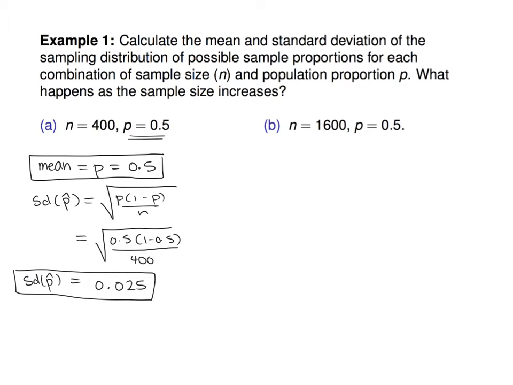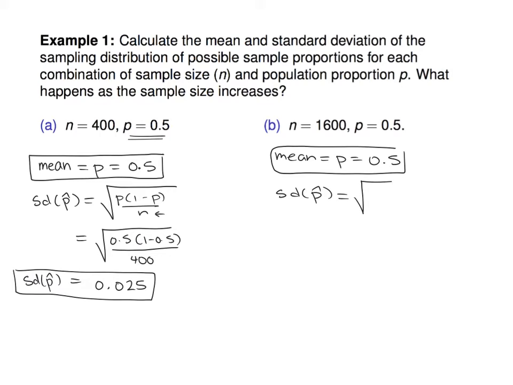And when we increase that sample size, let's see what happens. But think about that. You're putting a bigger number in the denominator, probably going to make that standard deviation smaller. So the mean is still p, that remains unchanged. The standard deviation of p hat, same formula, just different n, 0.5 times 1 minus 0.5 over 1600. So the standard deviation of p hat in this case comes out to be 0.0125.